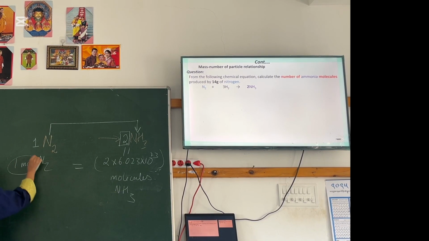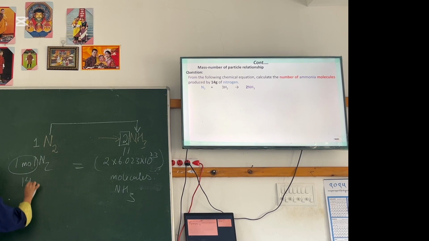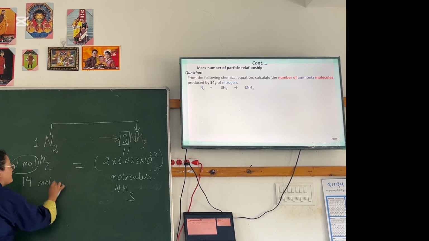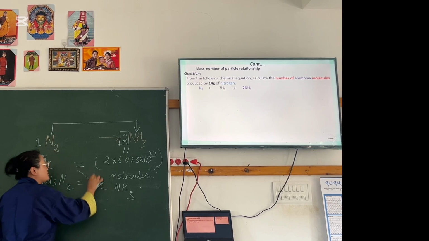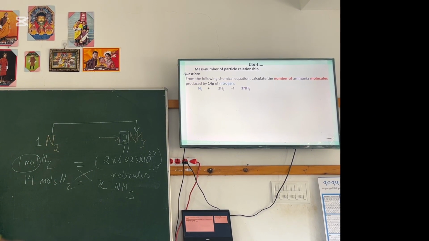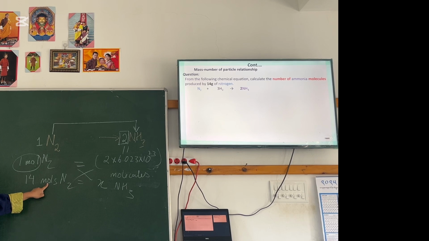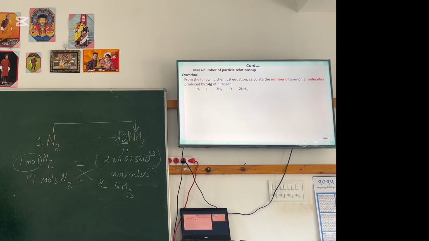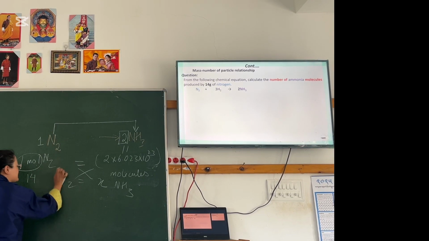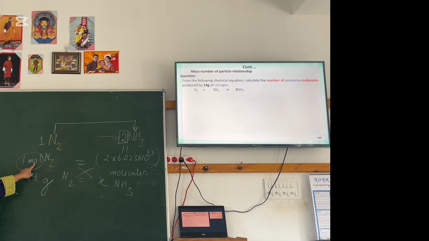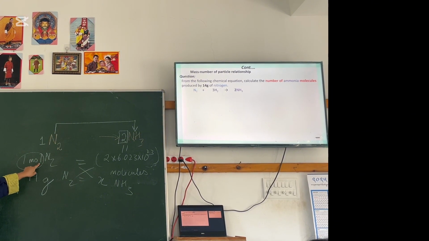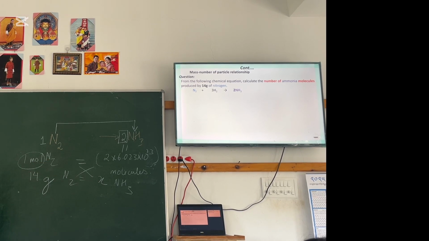But if the question were asking, if you have 14 moles of nitrogen, how many molecules are you producing, then you can take it like this, because here is mole, here is also mole. The 2 units are the same. But in our case, what is given instead of moles? Grams. So what can you do? You have to convert these moles of nitrogen to grams.